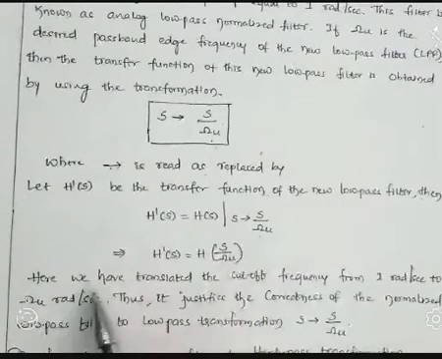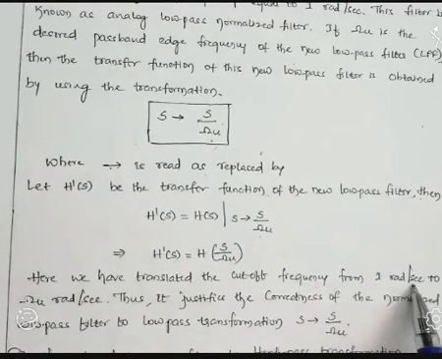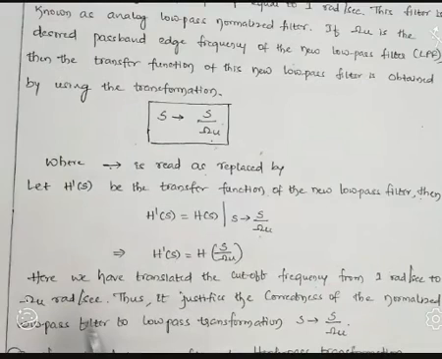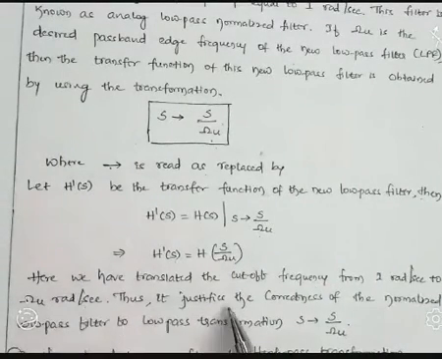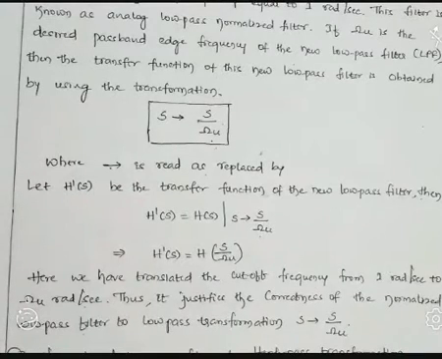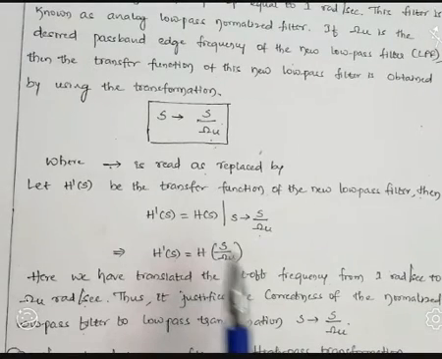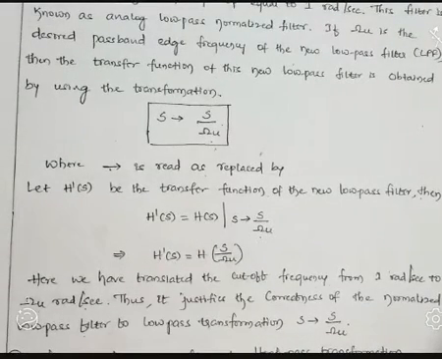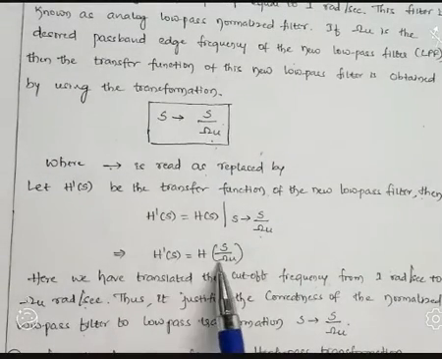Here we have translated the cutoff frequency from 1 radian per second to omega U radians per second, or we can say omega C radians per second. Thus, it justifies the correctness of the normalized low pass filter to low pass transformation. So what we got here is that the normalized low pass filter is transferred to a low pass filter of desired frequency.